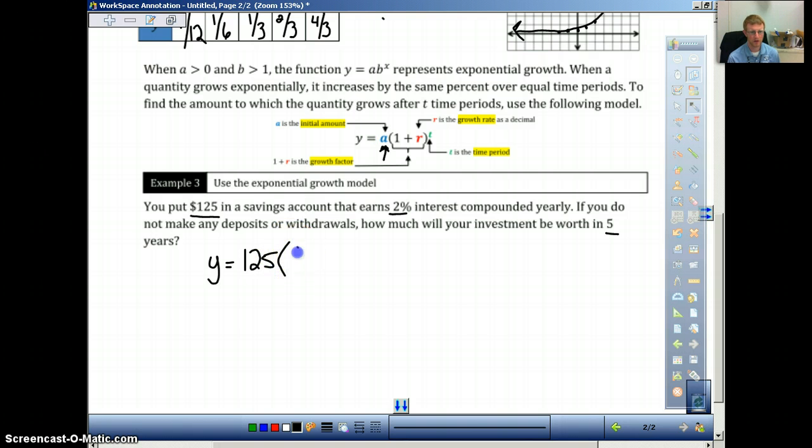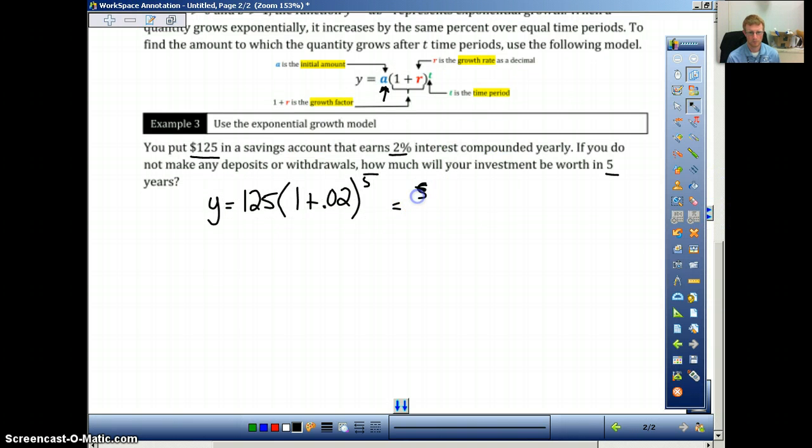125 times 1 plus r, where r is our growth rate as a decimal. So we want 2% to be a decimal. Please remember that it's moving the decimal 2 places. It should be 0.02, not 0.2. And then t is the number of years, which in this case is 5. So you literally would just put that right into the calculator as you see it, and you would get $138.01. And again, the calculator will give you that as long as you plug it in correctly. So after 5 years, our $125 would be worth $138. And that's what you get with very small interest.